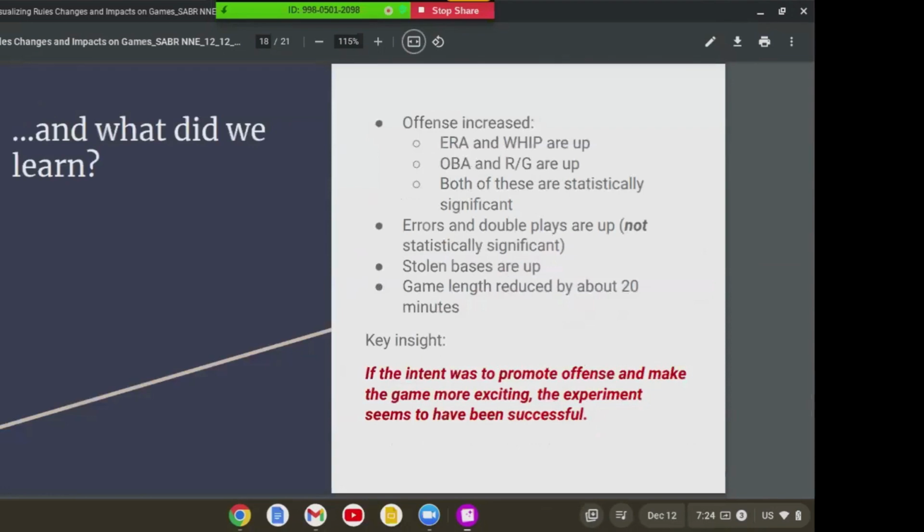Well, we saw that ERA and WHIP were up. On-base average and runs per game were also up. Both of these were statistically significant, so offense did increase. Errors and double plays were both up, and stolen bases were up, and we also know that game length was reduced by about 20 minutes. So the key insight here is that if the goal of these rule changes is to promote offense and make the game more exciting, then the experiment would seem to have worked.